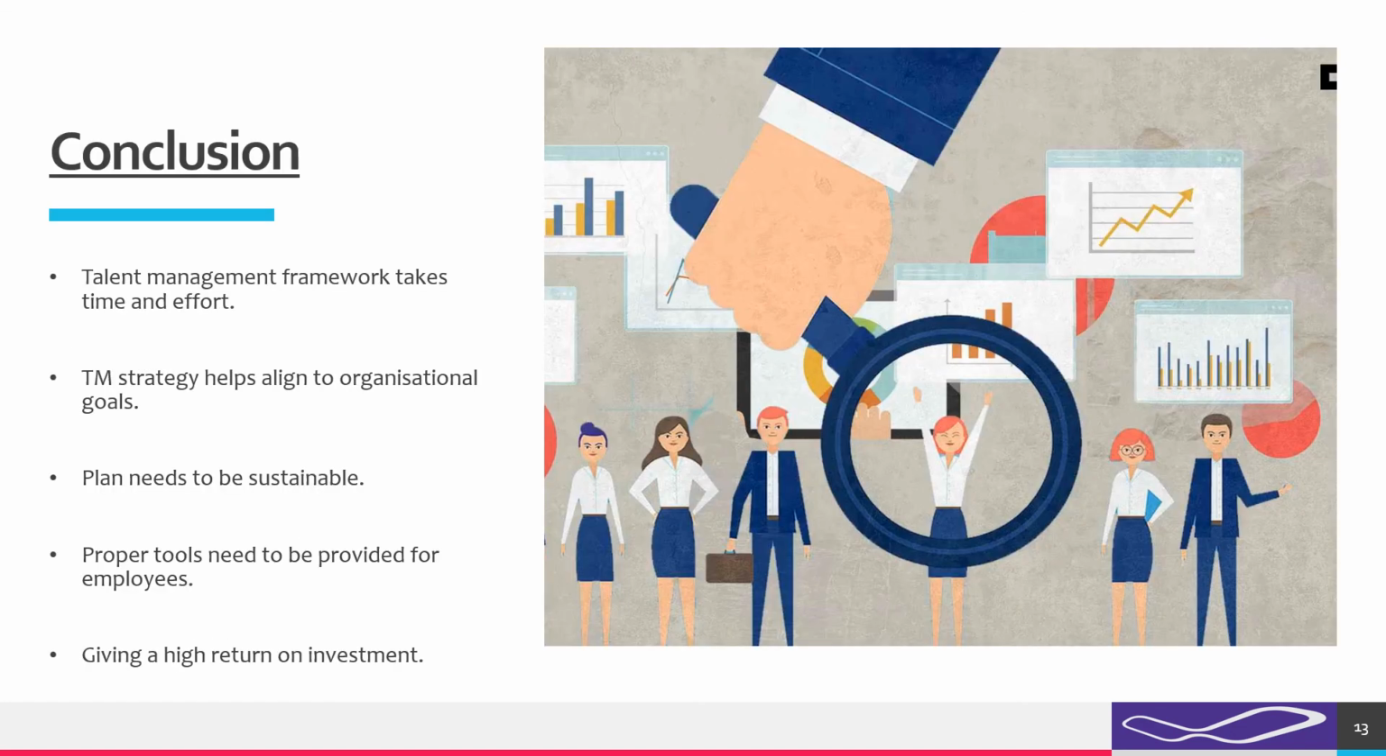And we have come to the conclusion of the presentation. I'll be concluding this presentation with 5 main bullet points. Having a talent management framework in place will take time and effort. However, it is fully aligned with the talent management strategy and with organizational goals. The plan needs to be sustainable and needs to improve the tools needed to help the employees and the business to perform better and better.